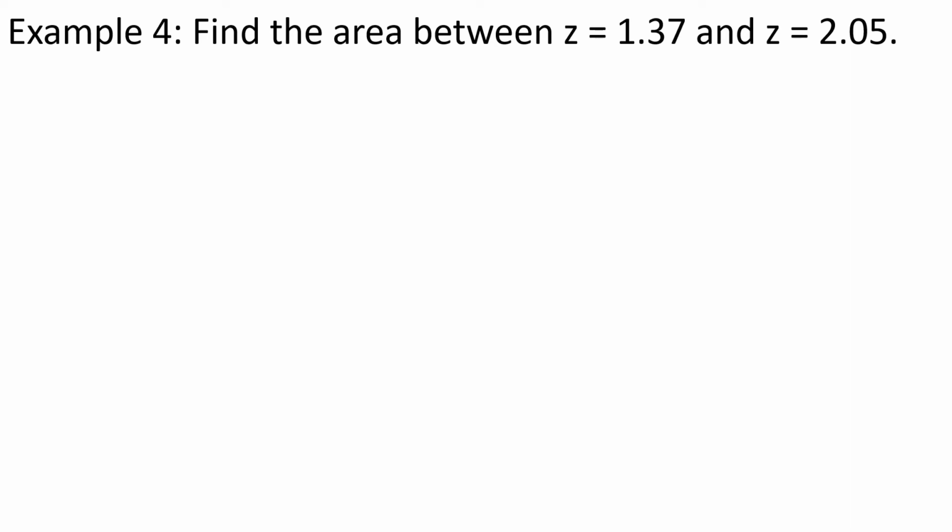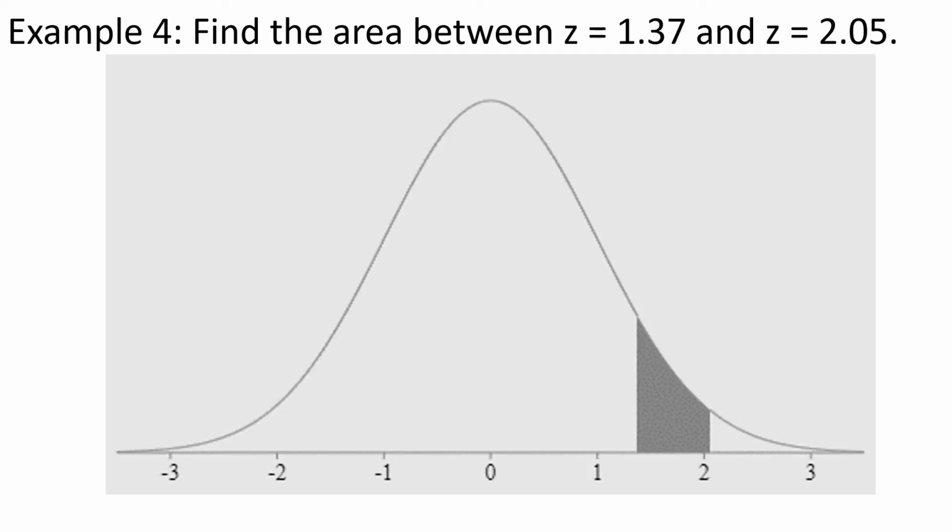Example 4. Find the area between z is equal to 1.37 and z is equal to 2.05. If you locate that area under the normal curve, that is the shaded region. Since this is 1.37 and this is 2.05, we are asked to solve for the area of this shaded region, the area between them, which will be the z values. So this is that. What will be our strategy?